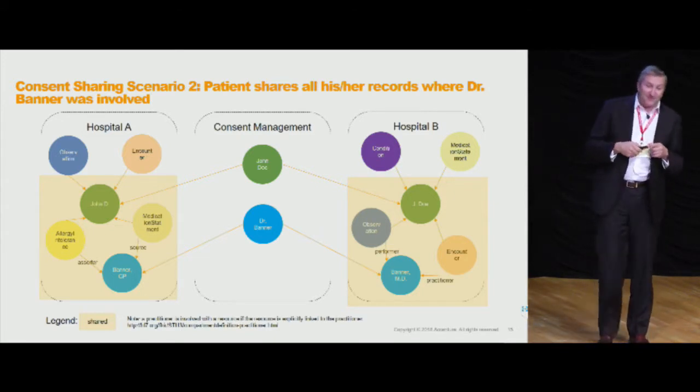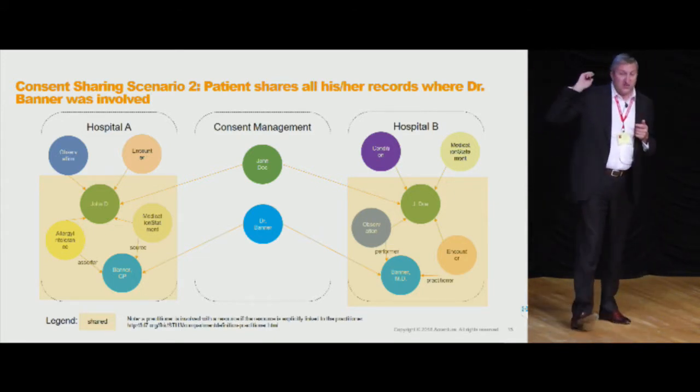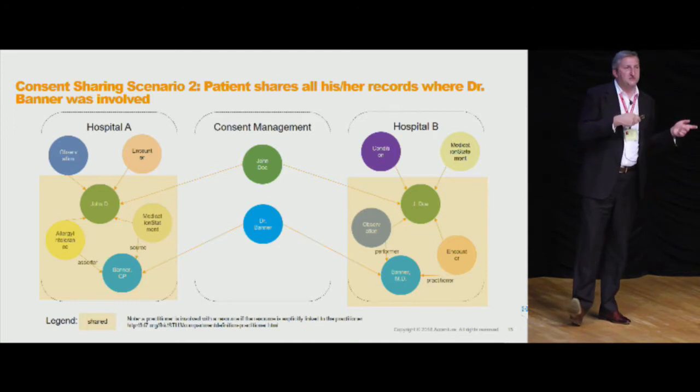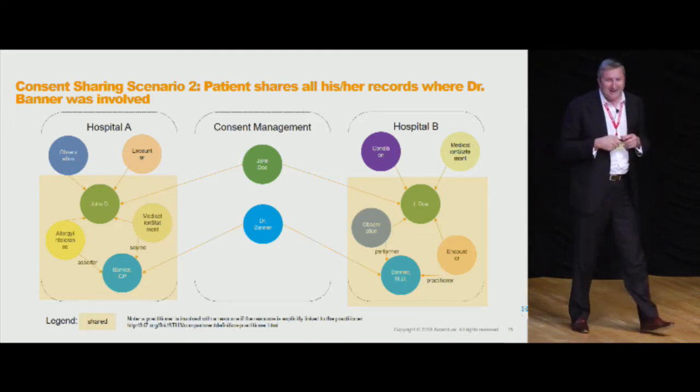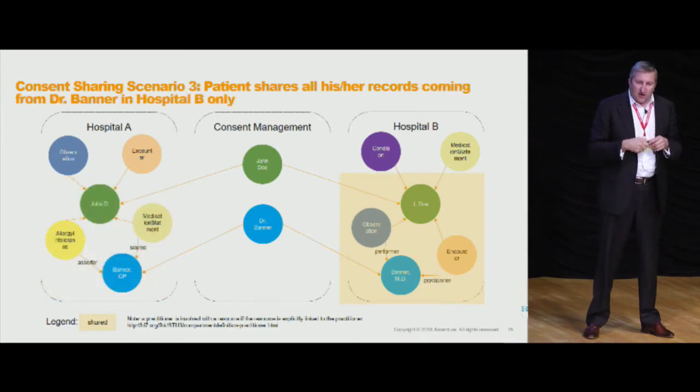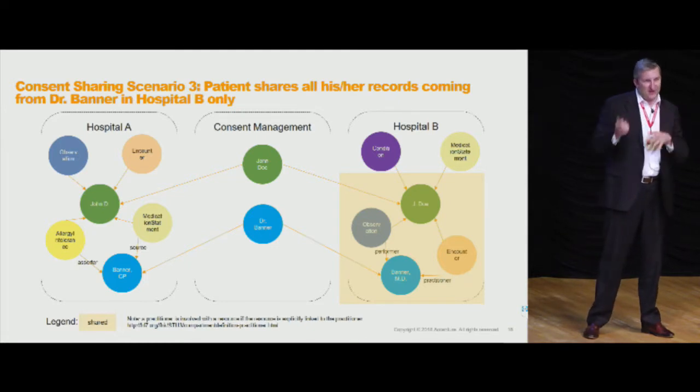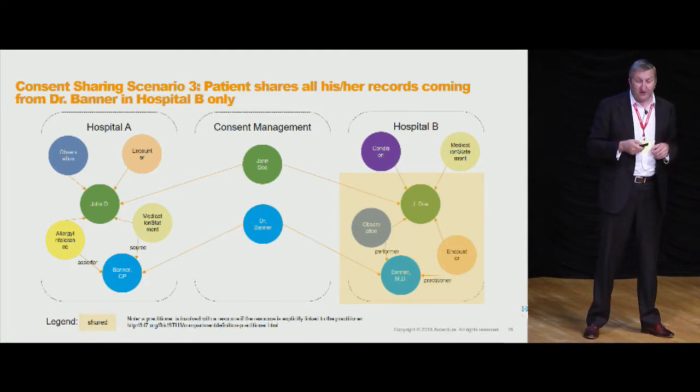Okay. Again, here we have patients sharing all their records, but only when a particular user was involved. So we allow that kind of cross orthogonality in access control. Then here we have patients saying, okay, only the records from hospital B from that doctor. So really quite specific.